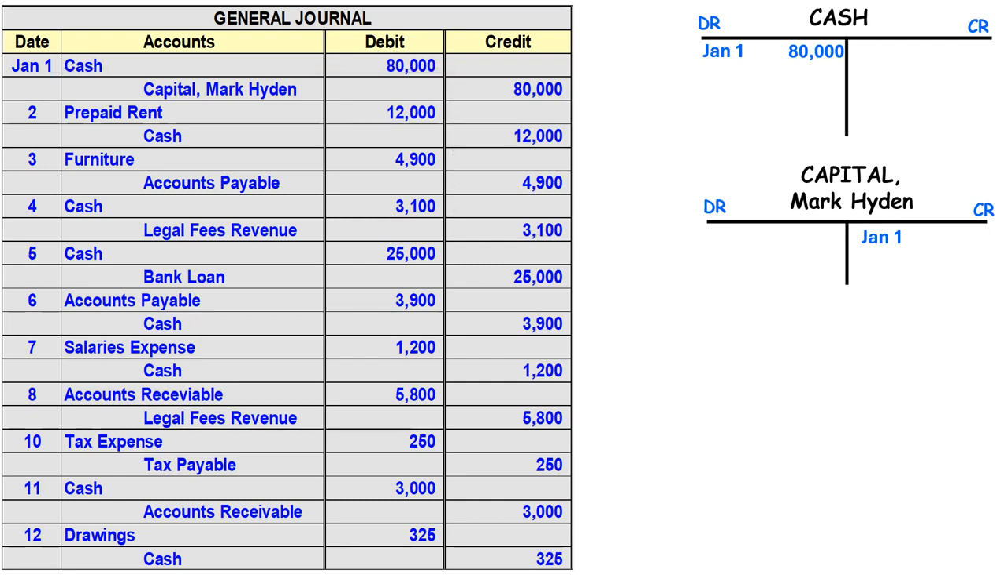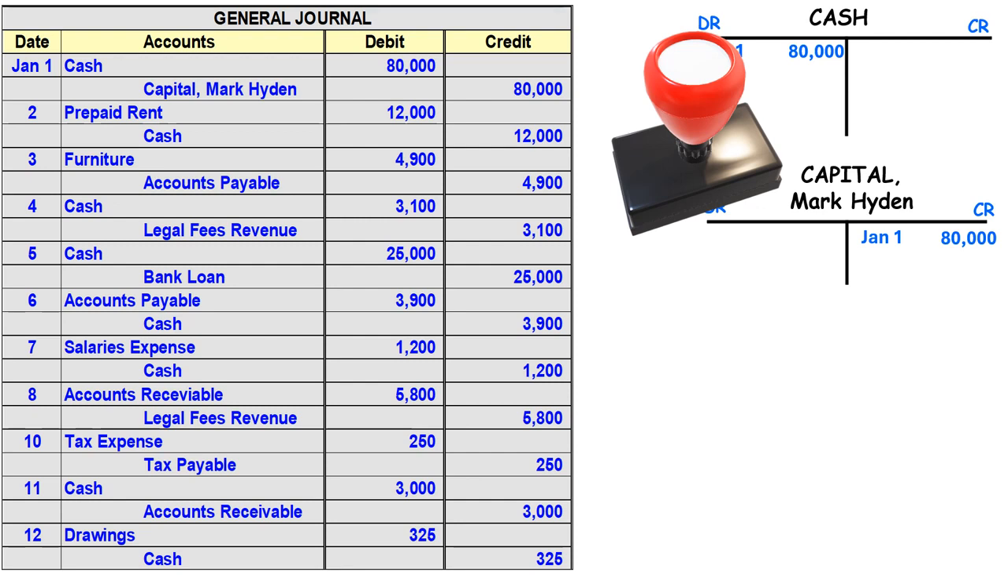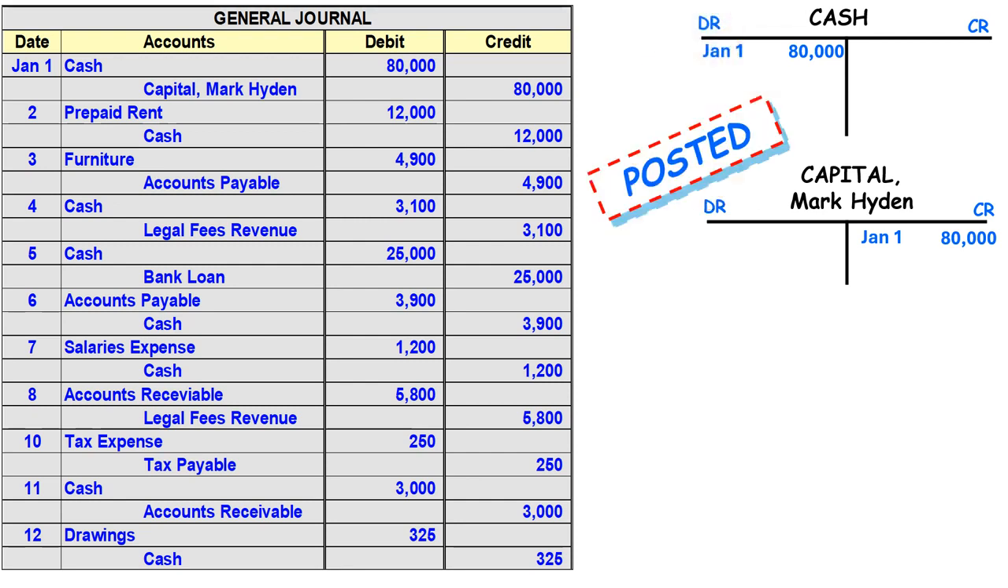The amount 80,000 for capital is on the credit side, and we are going to copy that on the credit side as well. So once this copying is done, that means our first entry has been posted. By posting, we essentially mean just copy the information from the journal onto the right side of the T account. And you copy onto the T account the way you read the journal entry.